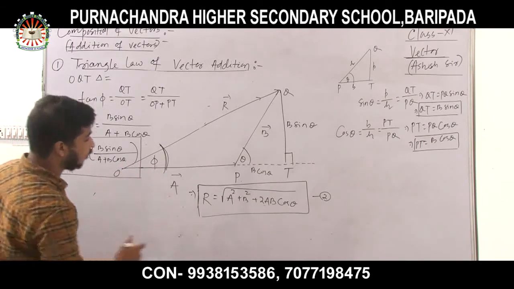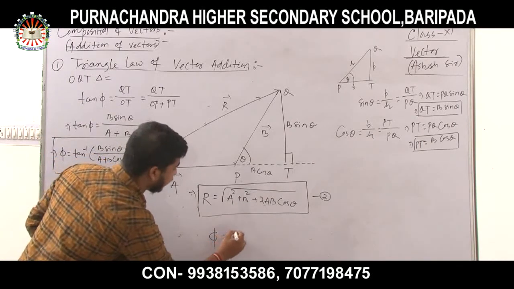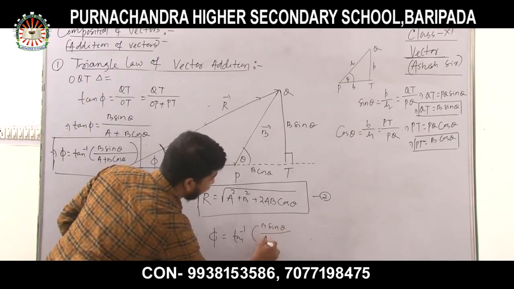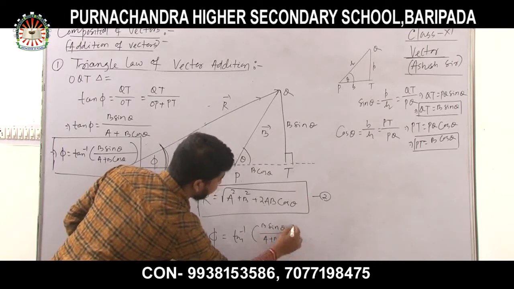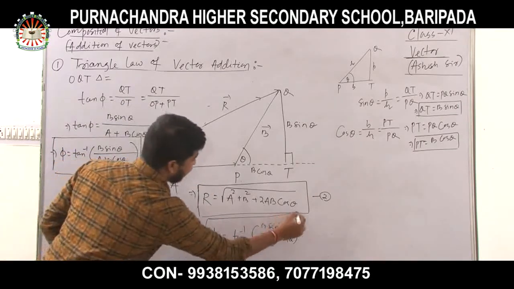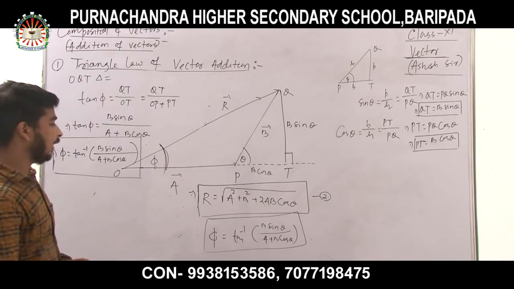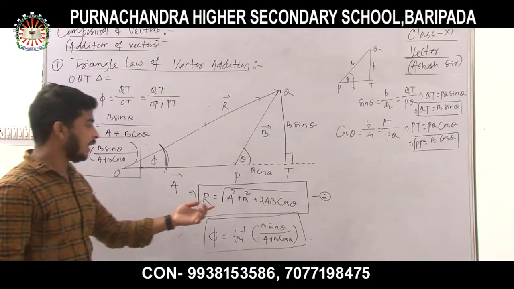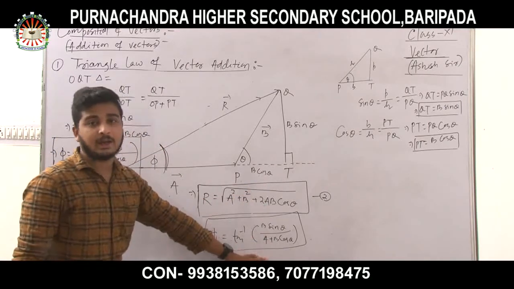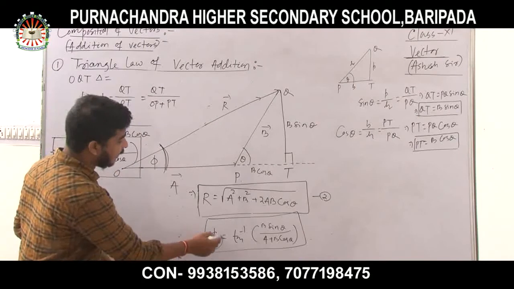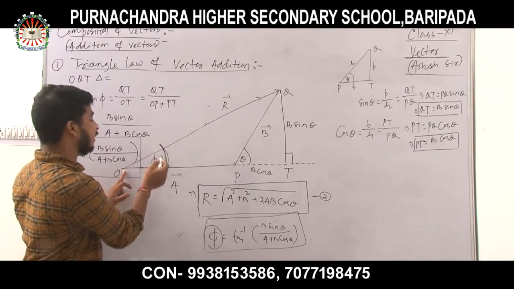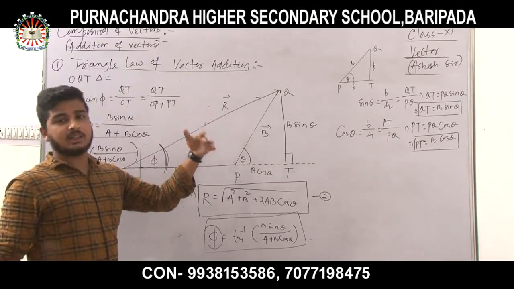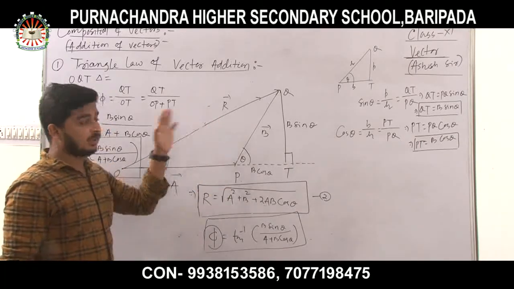So what we found is R is that much, and phi is equal to tan inverse of B sin theta by A plus B cos theta. So this is another equation that gives the direction of the resultant vector. So in the analytical method, I found the resultant as well as the direction of the resultant vector. If I move 30 degrees or 5 degrees from the A vector, I will get the R vector. So this gives the direction of the resultant vector.